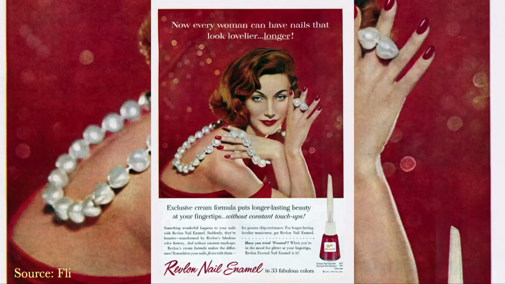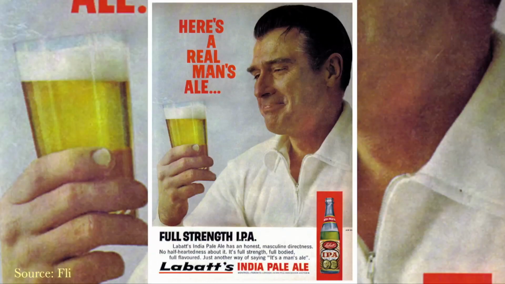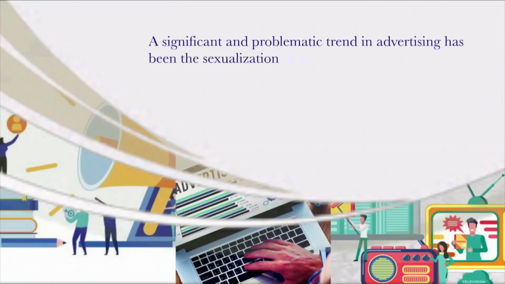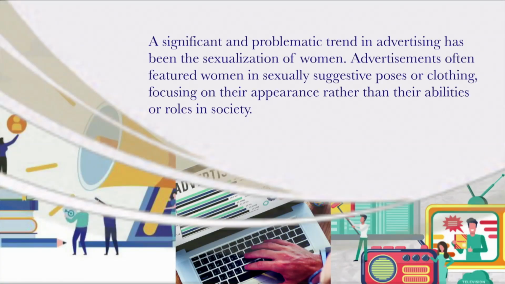So the issue of gender portrayal runs much deeper than the mere use of the terms he or she, or the use of colors like blue and pink. Another aspect is the sexualization of women. A significant and problematic trend in advertising has been the sexualization of women. Advertisements often featured women in sexually suggestive poses and clothing. They focused on their appearance rather than on their abilities or roles in society.